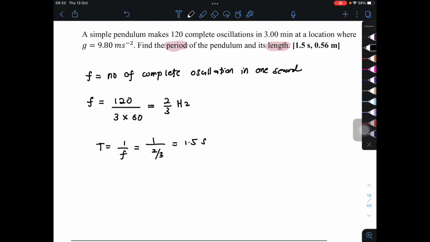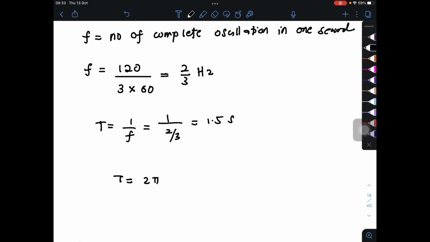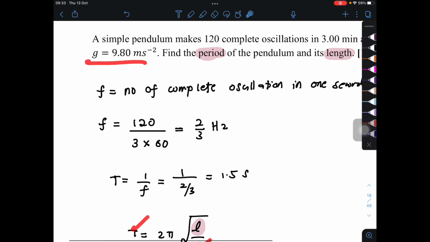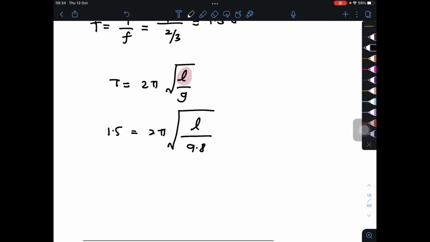And then we can find the value for the length, since we already have the value for period, where the formula for period is 2 pi square root of length divided by g. So we can find the value for the length here, since we have the value T and g is given as 9.8. So the length of the pendulum is equal to 0.56 meter.